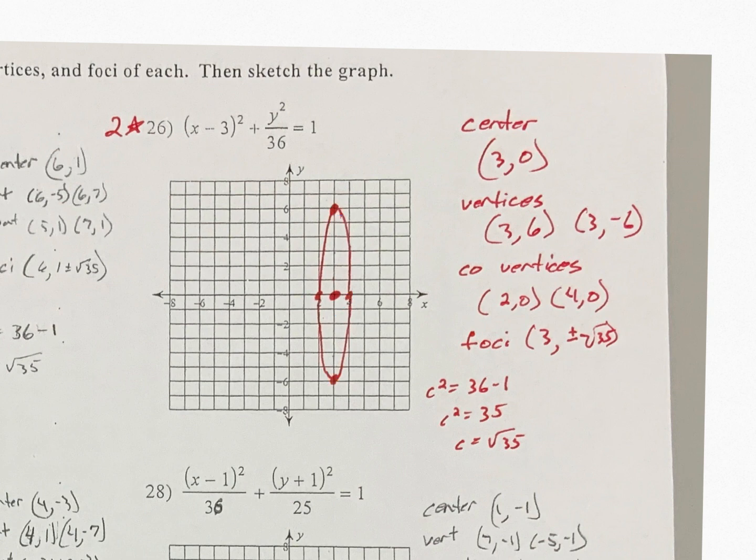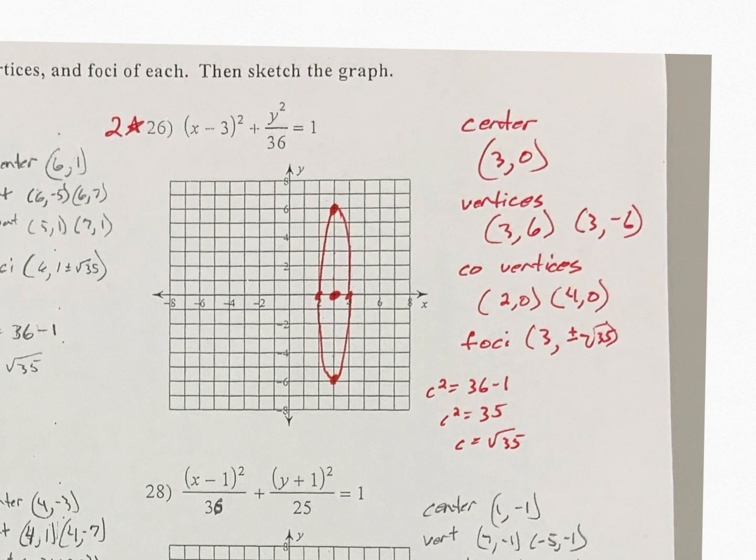I can draw my ellipse, and I know what the vertices are. The vertices are the endpoints of the longer axis of symmetry. So it's at 3, positive 6 and 3, negative 6. And the co-vertices are the endpoints of the shorter axis of symmetry. So it looks like we're at 2, 0 and 4, 0. And then, of course, if you're going to locate the foci, it's always on the a squared, or the longer axis of symmetry.